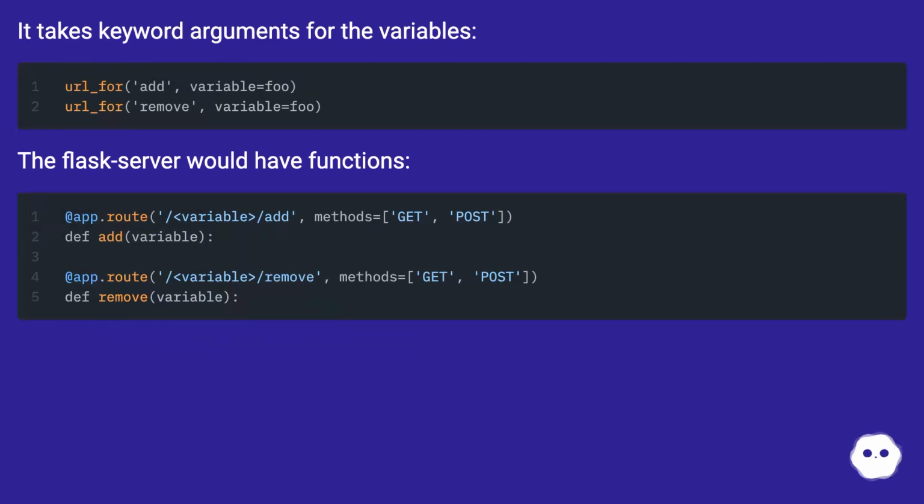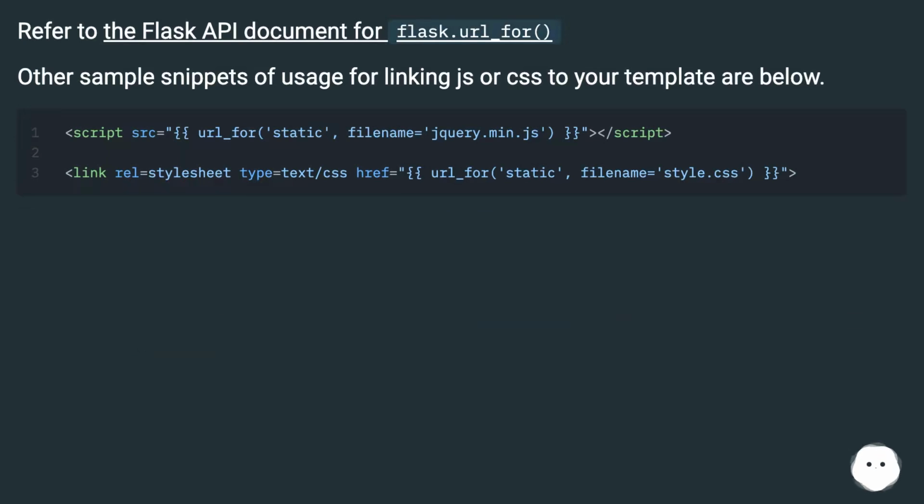The Flask server would have functions. Refer to the Flask API document for flask.url_for. Other sample snippets of usage for linking JS or CSS to your template are below.